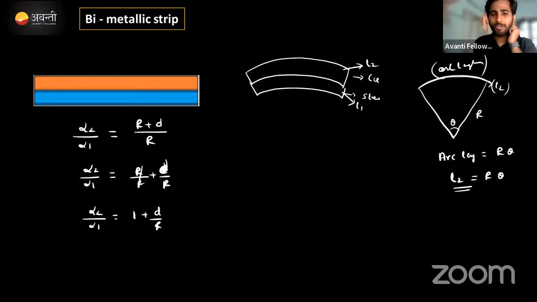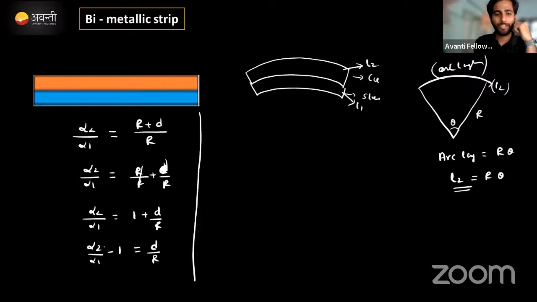Actually we require R only. Take 1 to the left hand side, then it will become alpha 2 by alpha 1 minus 1 into D by R. Next, look what happens, solve this again. Solving the term fully: alpha 2 minus alpha 1, divided by alpha 1, is equal to D by R.